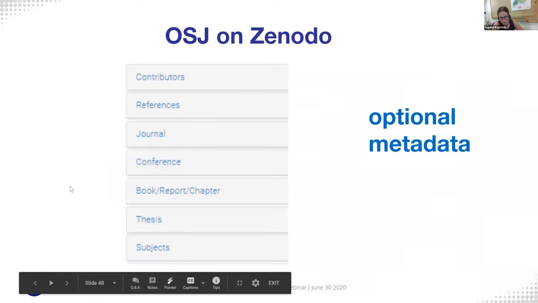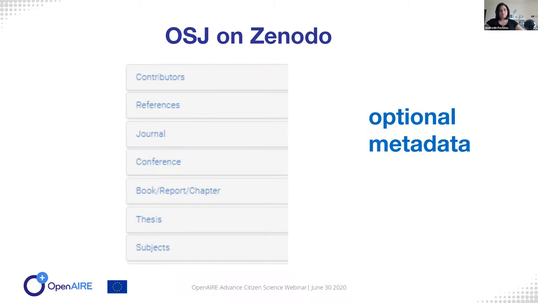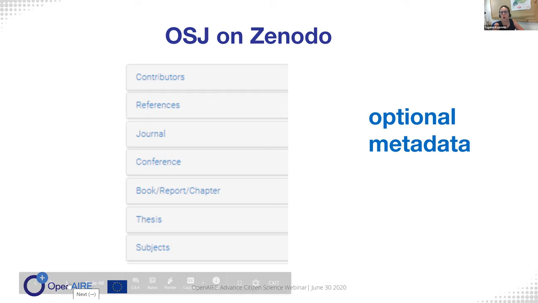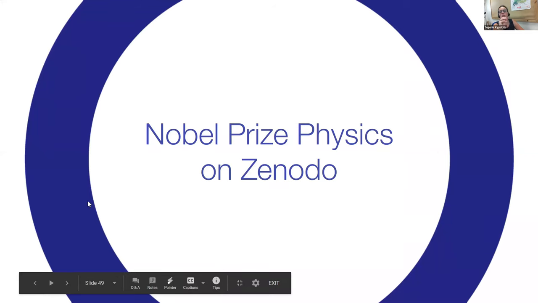And also, there is some optional metadata like the contributors, apart from the authors, some references, journals where the article has already been presented, conferences where this work could have already been presented, if it has been included in a book report or a chapter, if it is part of a thesis, or the subjects that this article is covering. All this metadata is just to make the readers' lives easier.